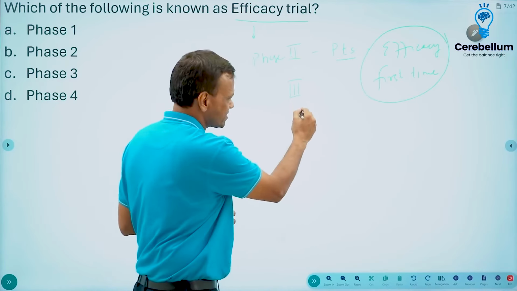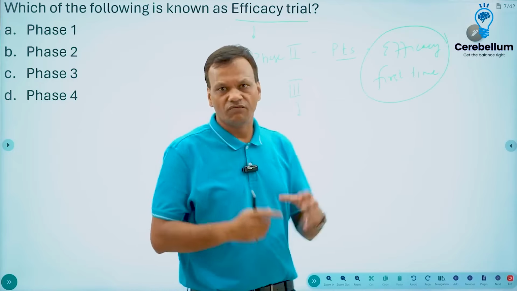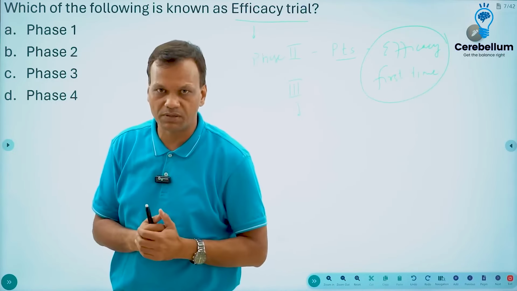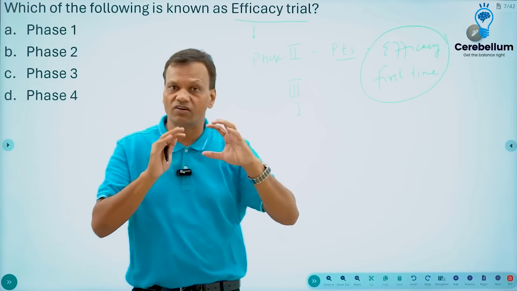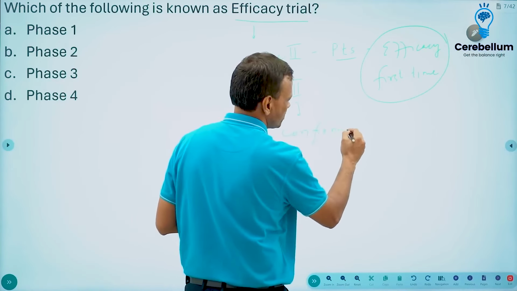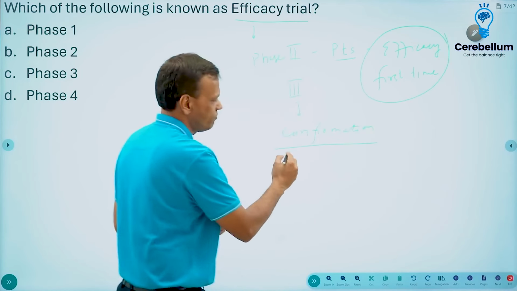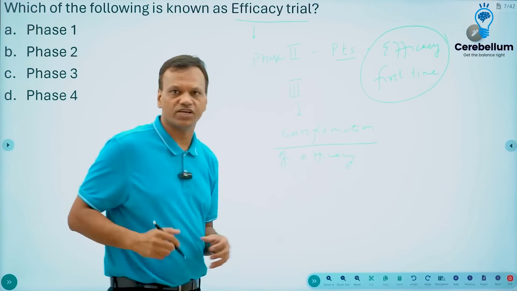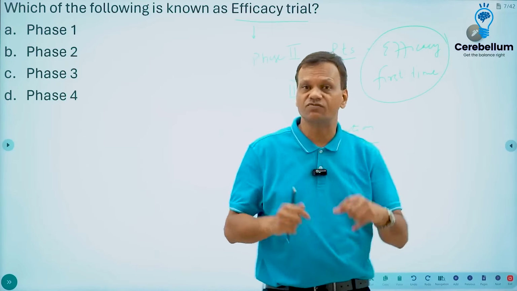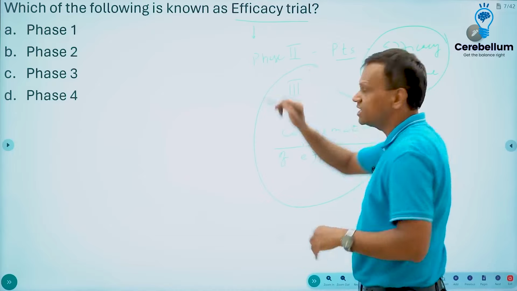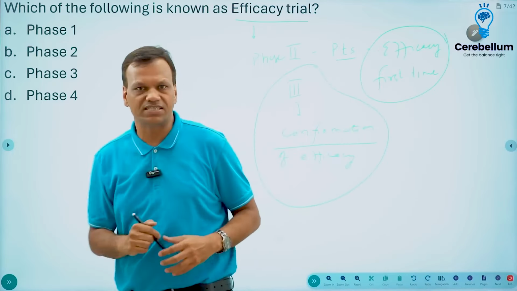Then phase 3 is an extension of phase 2, in which we do the same thing but in a large population, maybe 1,000, 2,000, 5,000 people. So here it is for confirmation of efficacy. So remember, phase 2 is for first time efficacy, phase 3 is for confirmation of efficacy. And if they specifically ask which is the efficacy trial, the answer is phase 3. Phase 3 trials are known as efficacy trials.